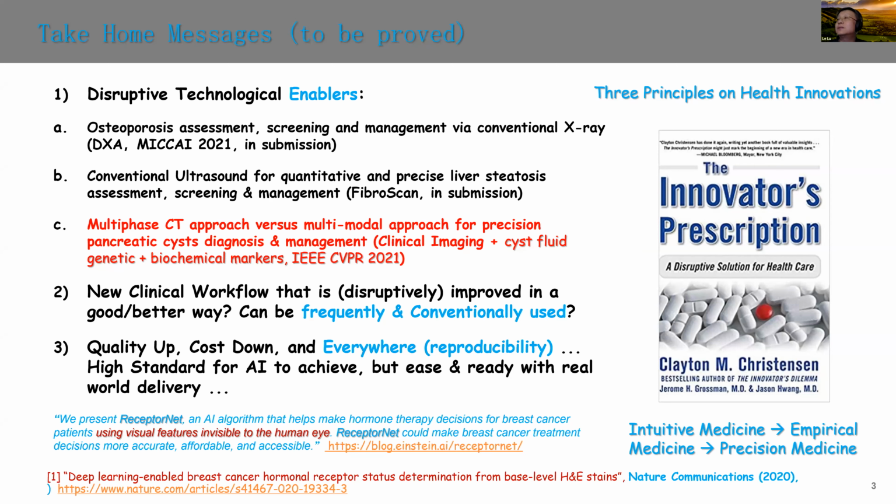This book has been published for more than a decade. It's an excellent book about how to make things work, how to make healthcare cheaper and better. Right now, many of the things we do are really intuitive medicine. I will take examples later on. I will give the overall message at the beginning, then I use my material to prove that.